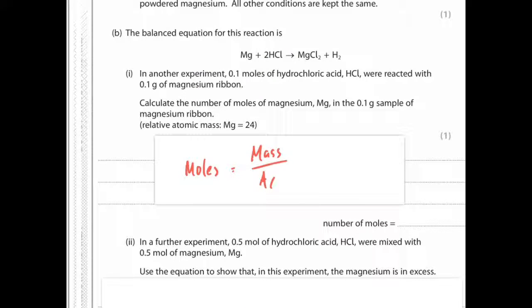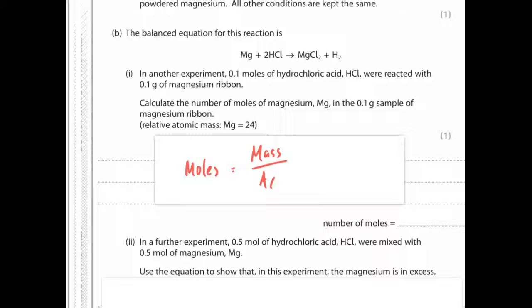The balanced equation for this reaction is Mg + 2HCl produces MgCl2 + H2: magnesium plus hydrochloric acid is magnesium chloride and hydrogen. In another experiment, 0.1 moles of hydrochloric acid, HCl, were reacted with 0.1 grams of magnesium ribbon. Calculate the number of moles of magnesium, Mg, in the 0.1 gram sample of magnesium ribbon. The relative atomic mass of magnesium is 24.